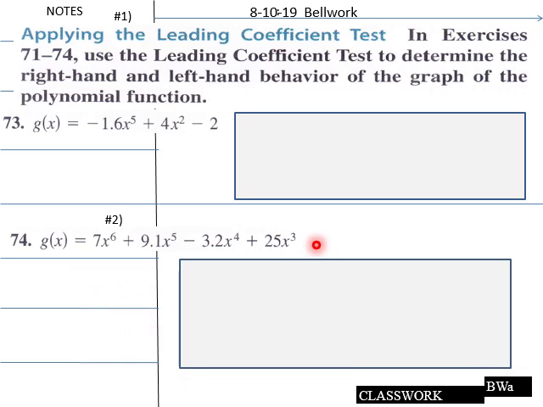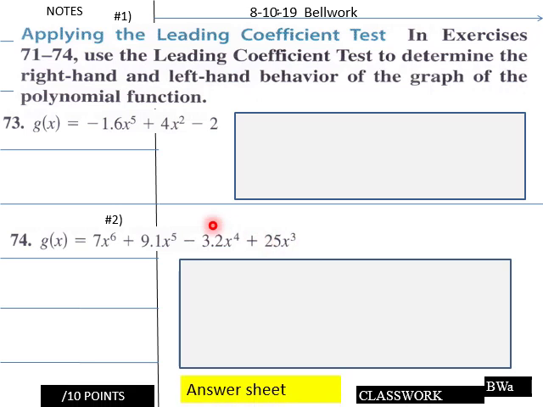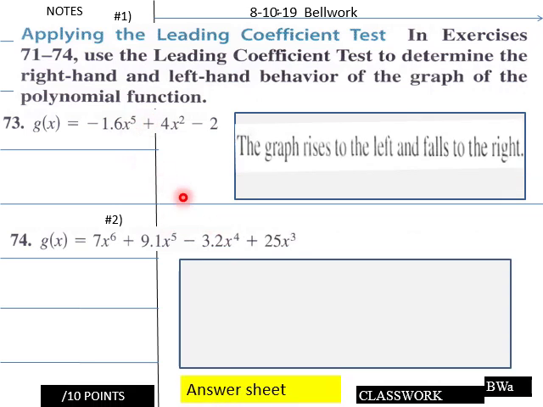Okay, welcome back for the solutions of today's bell work on our leading coefficient test. For the first, the graph rises to the left and then falls to the right. You have a negative leading coefficient here, and you also have an odd degree on your leading variable. So the graph rises to the left and falls to the right.